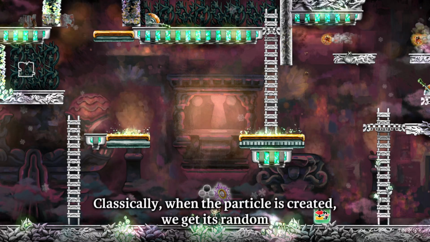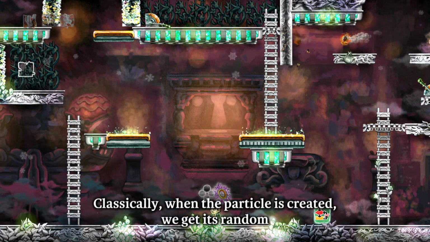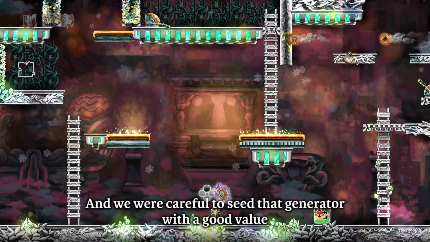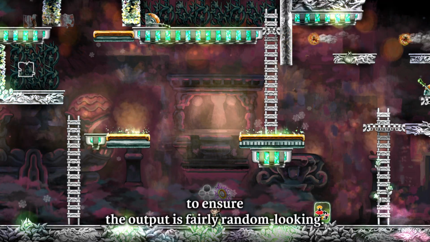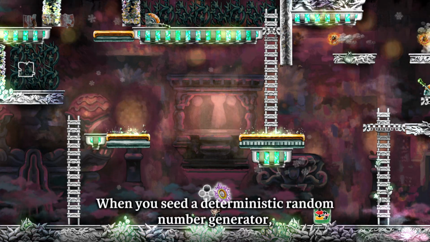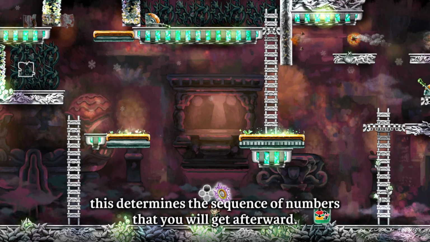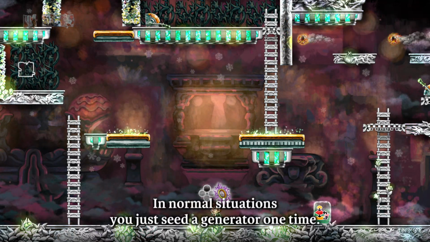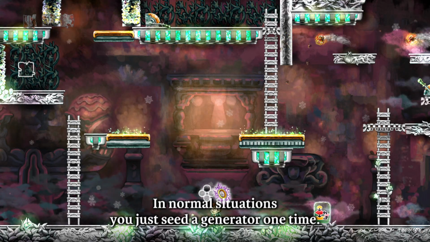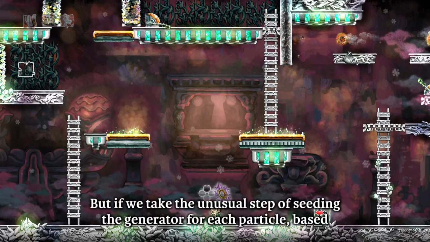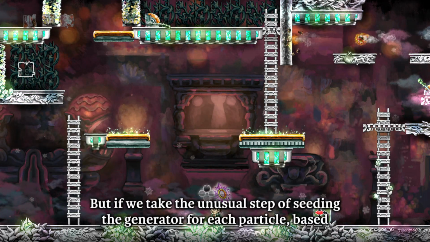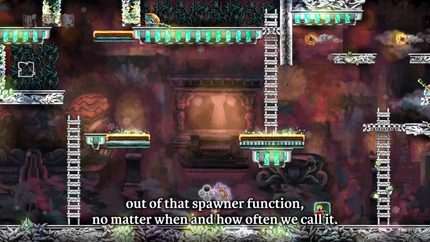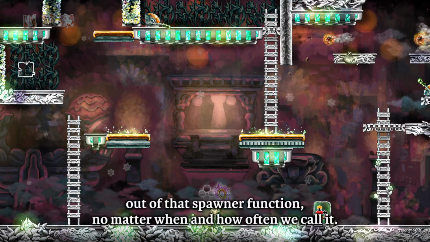But the classic particle implementation provides some hints for what we can do to fix this problem. Classically, when the particle is created, we get its random size, color, and so forth from a random number generator, and we were careful to seed that generator with a good value to ensure the output is fairly random looking. When you seed a deterministic random number generator, this determines the sequence of numbers that you will get afterward. That's what deterministic means. In normal situations, you just seed a generator one time. But if we take the unusual step of seeding the generator for each particle, based on some numeric identity of that particle, we could get reproducible results out of that spawner function no matter when and how often we call it.